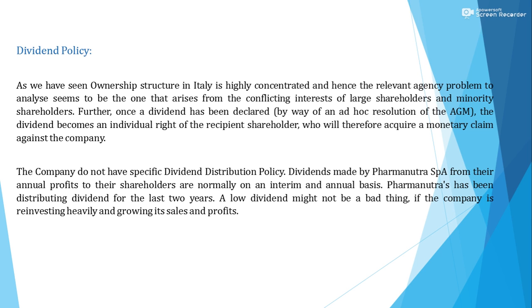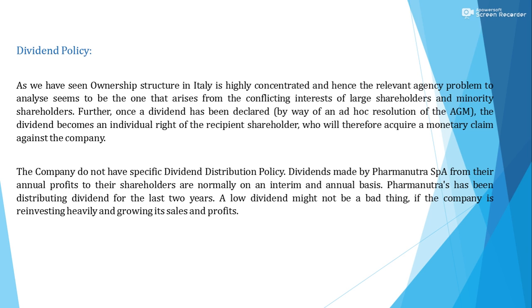Let's move to the dividend policy. As we have seen, the ownership structure in Italy is highly concentrated. In the case of Pharma Nutra, around 65% of the total issued shares are held by the Lacote brothers, the founder members of this company. As of date, Pharma Nutra does not have any specific dividend distribution policy. Dividends are made out of their annual profits, normally on an interim or annual basis.